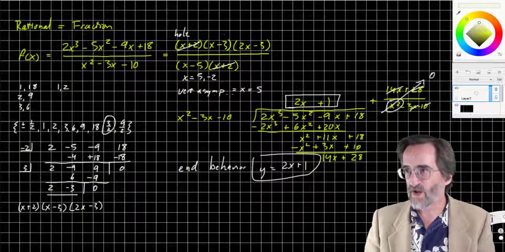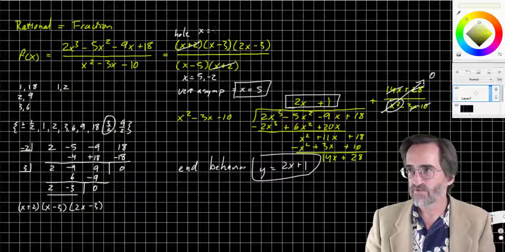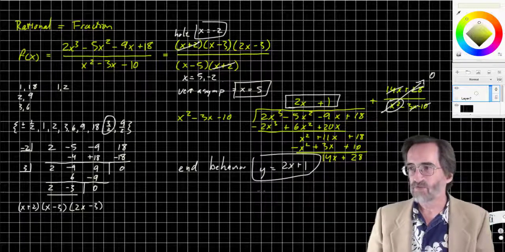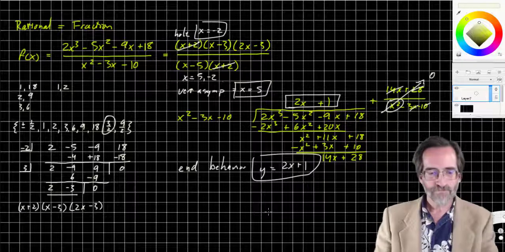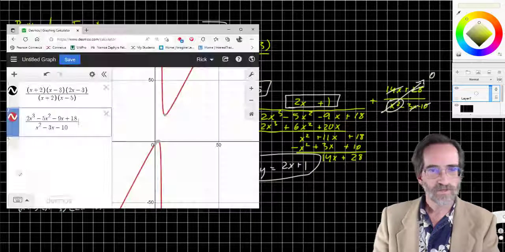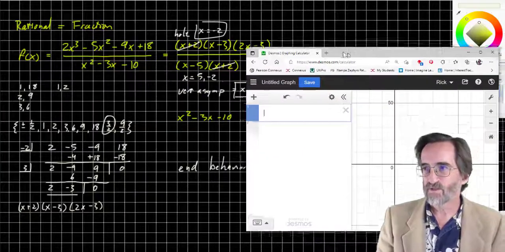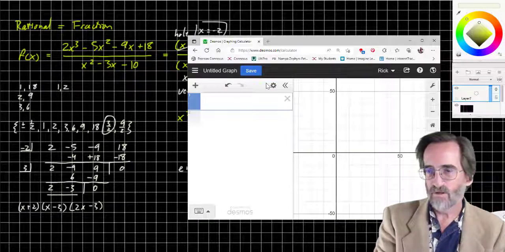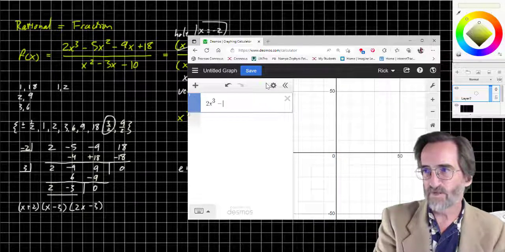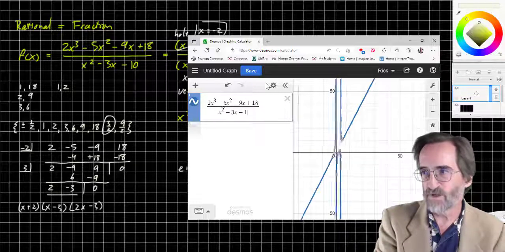So we have a vertical asymptote at x equals 5. We have a hole discontinuity at x equals -2. And we've got end behavior y equals 2x plus 1. Okay, let's verify that graphically here. I've actually already graphed it, but let's go ahead and graph the original: 2x cubed minus 5x squared minus 9x plus 18, all divided by x squared minus 3x minus 10.